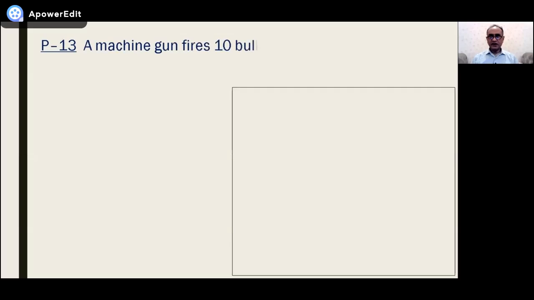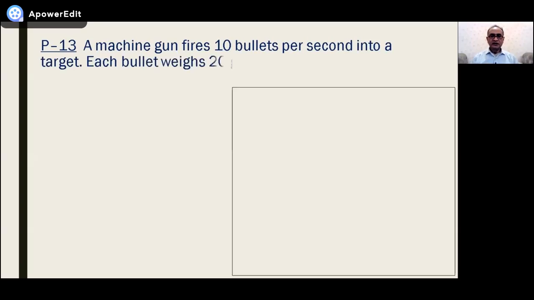A machine gun can fire more than one bullet per second. So this machine gun can fire just 10 bullets per second. Means in 1 second it can fire 10 bullets, right? And what is the mass of each bullet? 20 gram.